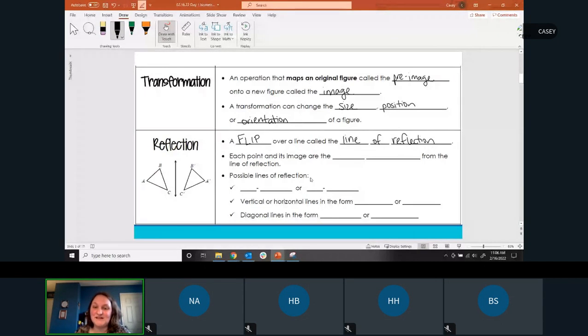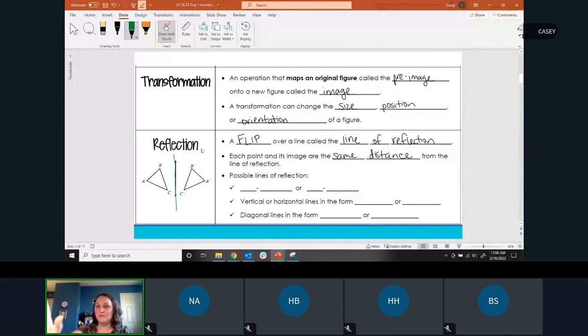Each point and its image are going to be the same distance away from the line of reflection. I like to think of that line of reflection as a mirror. So your pre-image looks in the mirror and it sees its reflection. Picture looking in a mirror and you hold up your hand. If you pull your hand back, your reflection pulls its hand back. And if it doesn't, it's really creepy and you're in a horror movie.